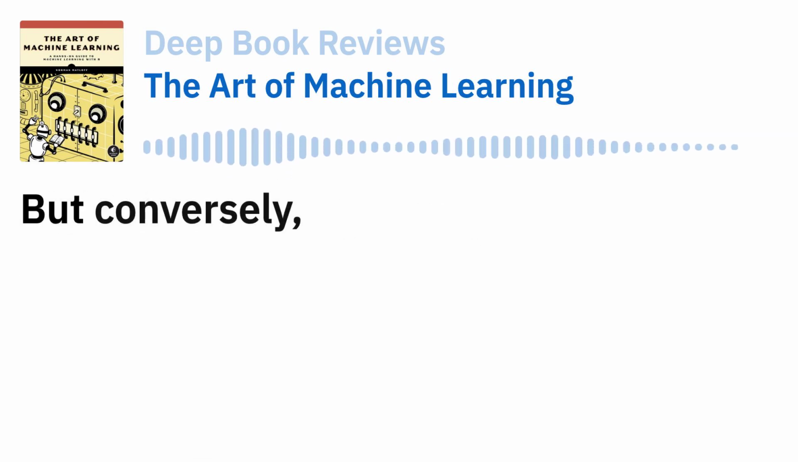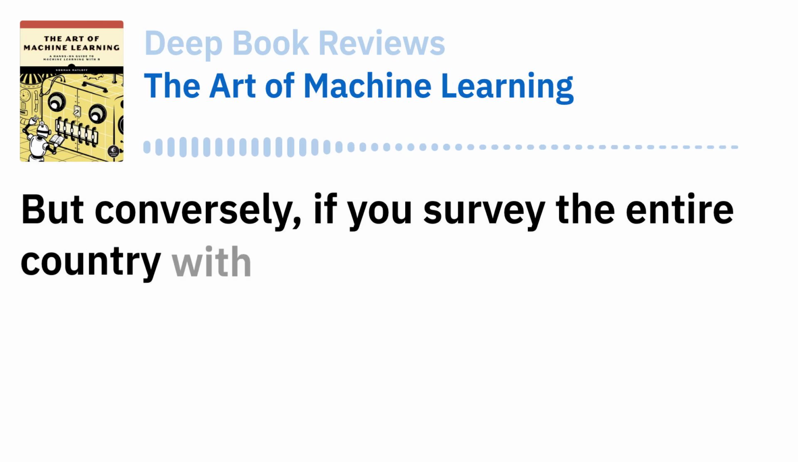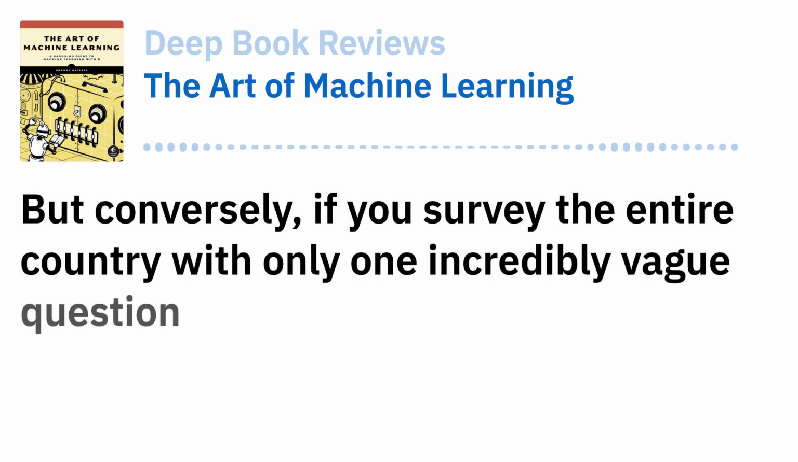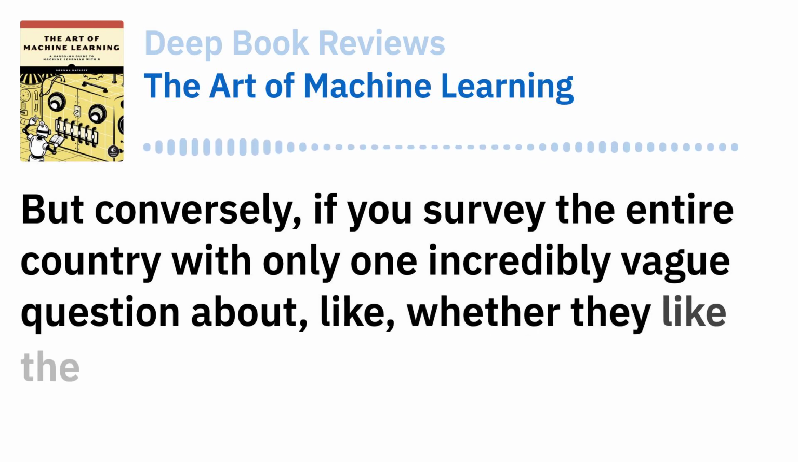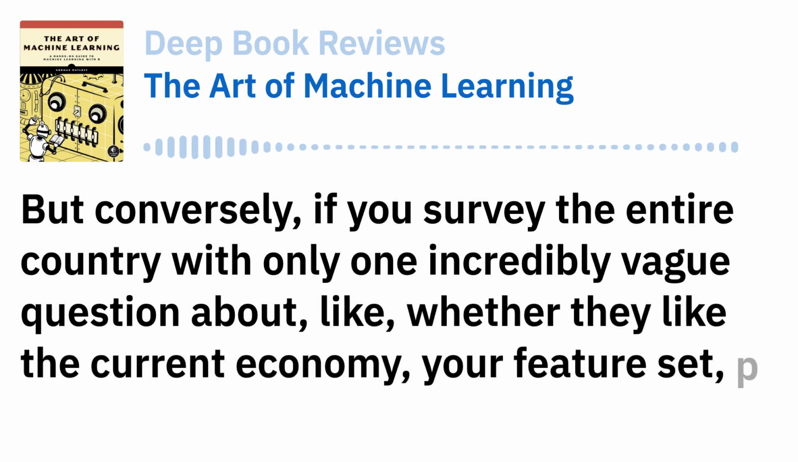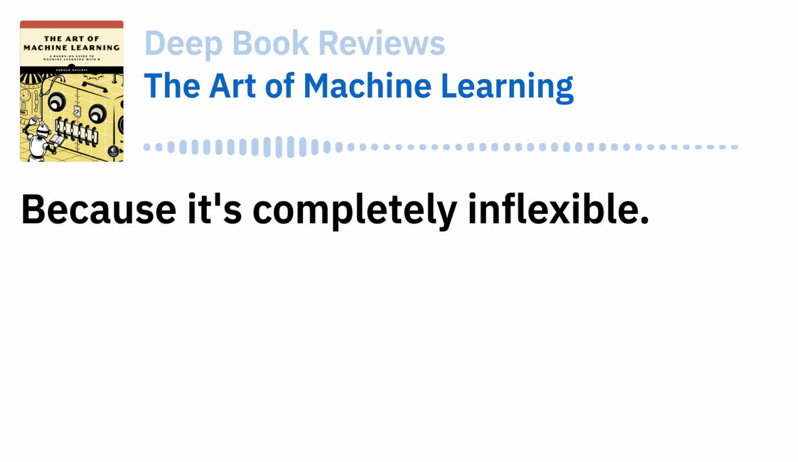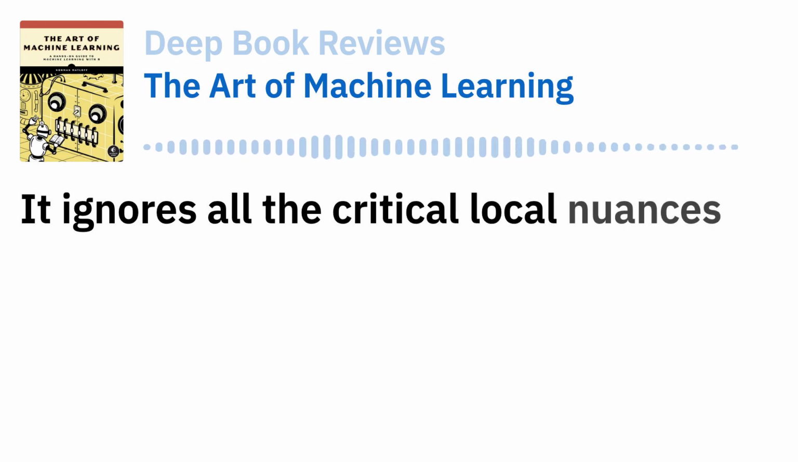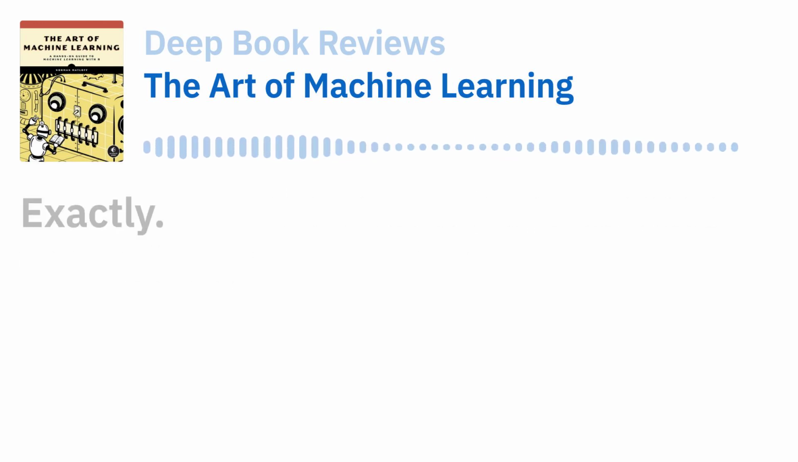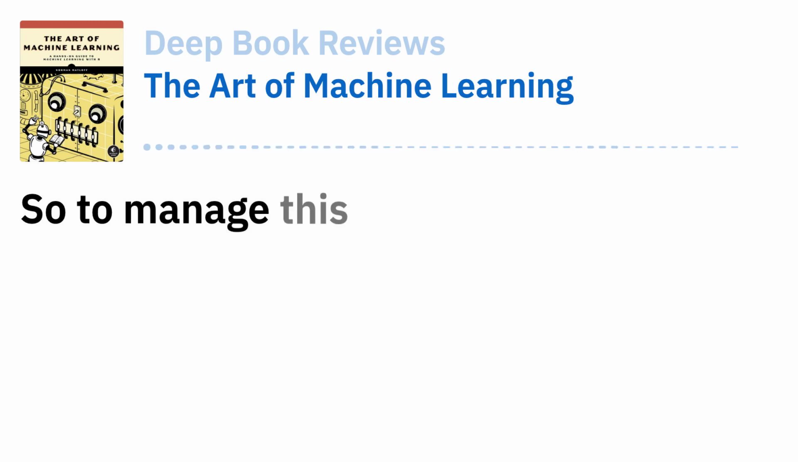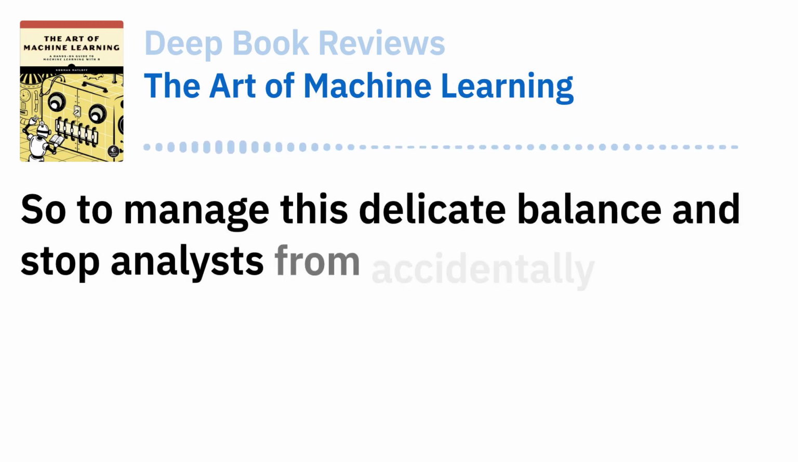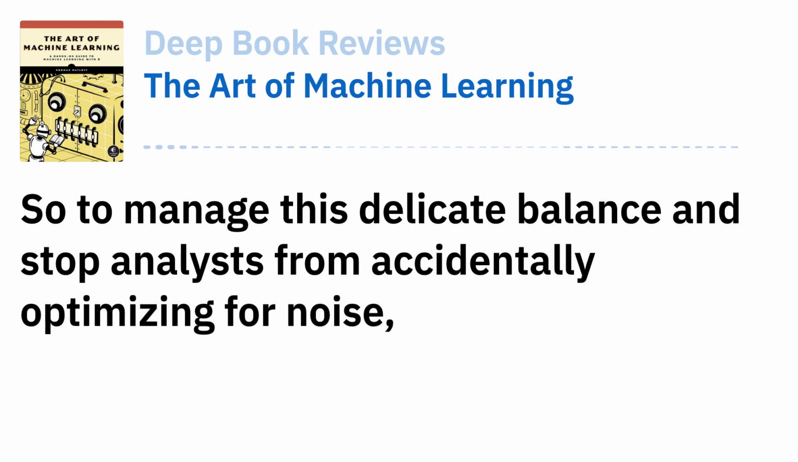But conversely, if you survey the entire country with only one incredibly vague question about, like, whether they like the current economy, your feature set, P, is small, and this yields high bias. Because it's completely inflexible. It ignores all the critical local nuances that actually decide an election. Exactly. It's too simple.